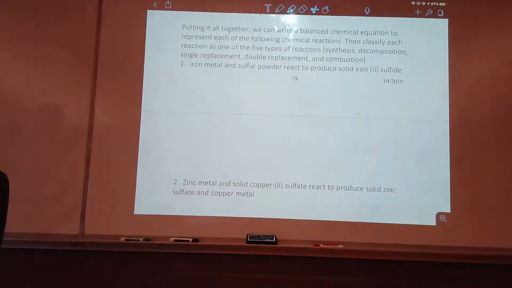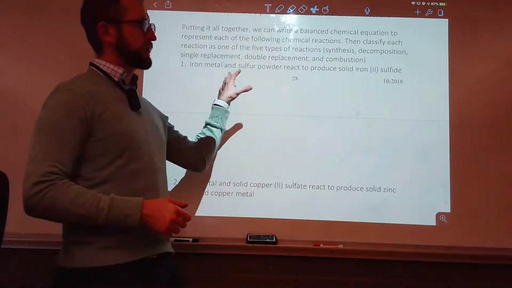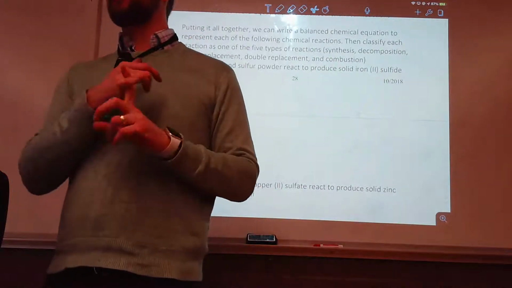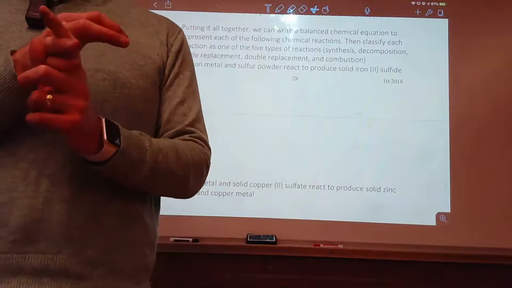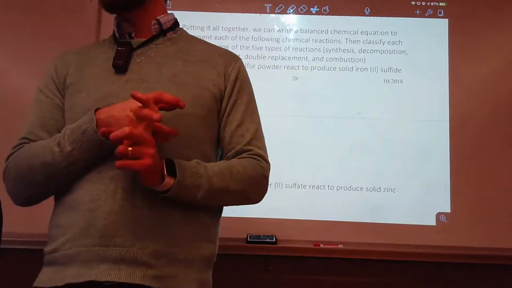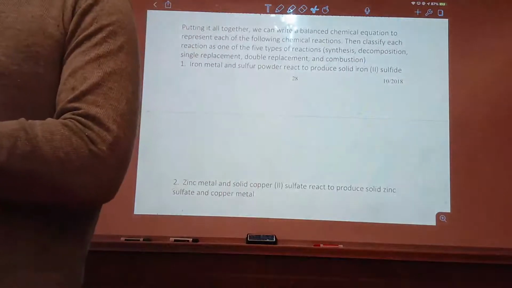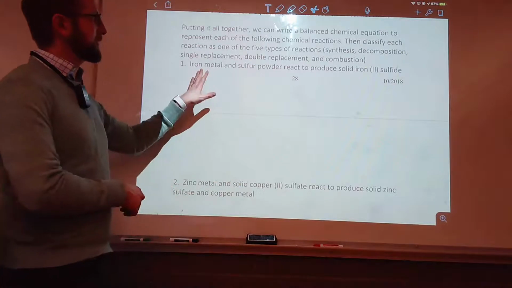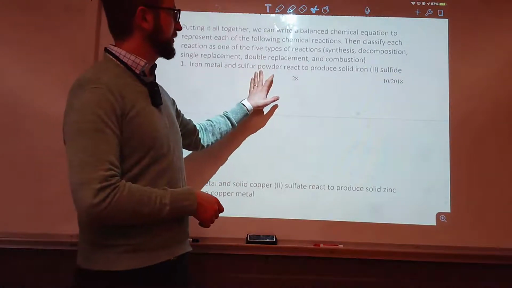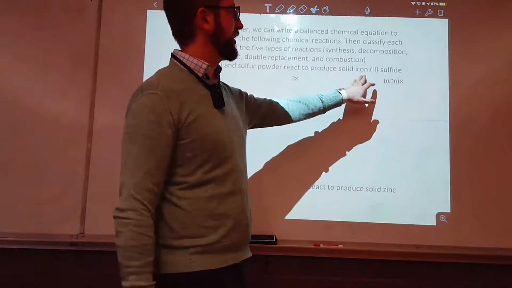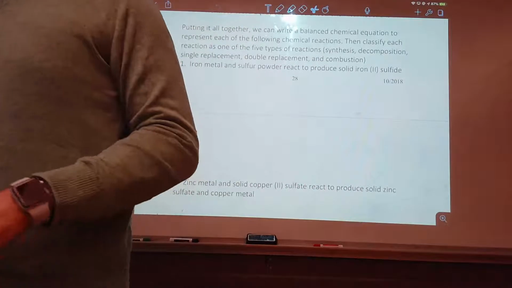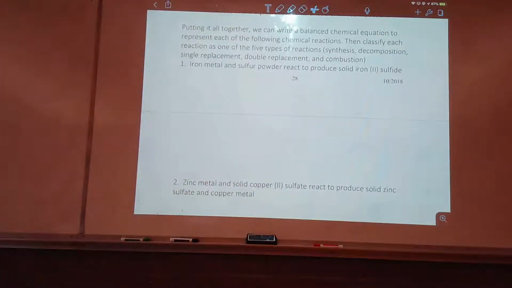This is kind of putting everything together, right? Because when you're given a problem in word form, you have to do the conversion of word into chemical formula. Then you have to do your balancing, and you can even identify the chemical reaction after you're done. So let's try one of these right now. Iron metal and sulfur powder react to produce solid iron 2 sulfide. What would that chemical reaction look like if I wrote it out in chemical notation?